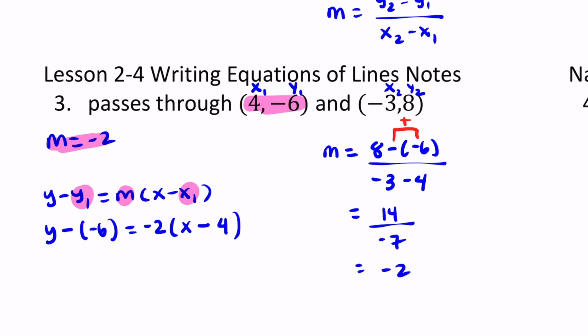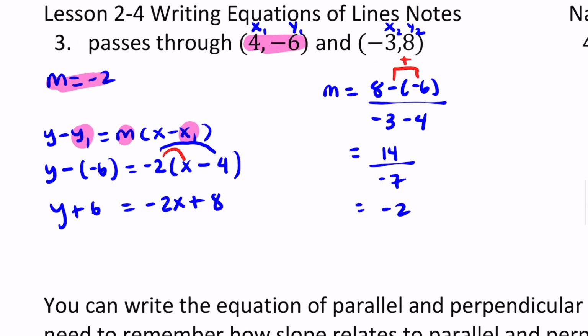Y minus negative 6 becomes y plus 6, which is equal to negative 2 times the quantity x minus 4. I'm going to use the distributive property here, so the negative 2 times x becomes negative 2x. And I have negative 2 times negative 4. Negative times a negative becomes a positive, so negative 2 times negative 4 is positive 8, or plus 8.